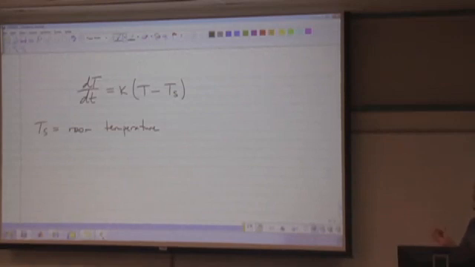And as it turns out, it's exactly the same way as we had the previous problems. So if I do a substitution, if I let y of t be equal to capital T of t minus capital Ts, then can you tell me what dy/dt is?